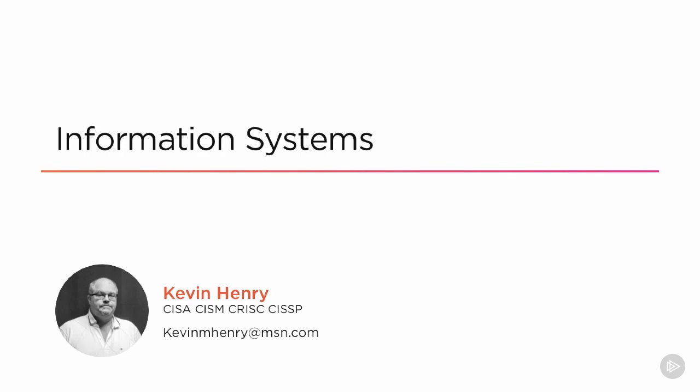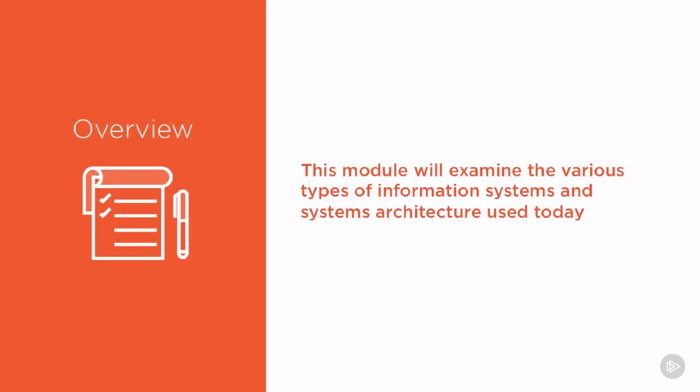There are many different types of information systems, and as auditors, we need to be familiar with these types so that we can audit them effectively. Let's start with understanding the various types of information systems and systems architecture being used today.